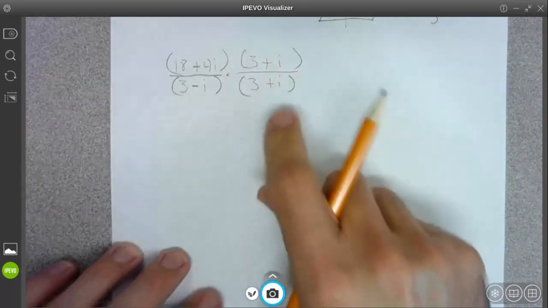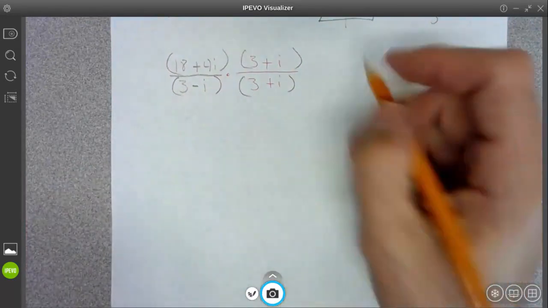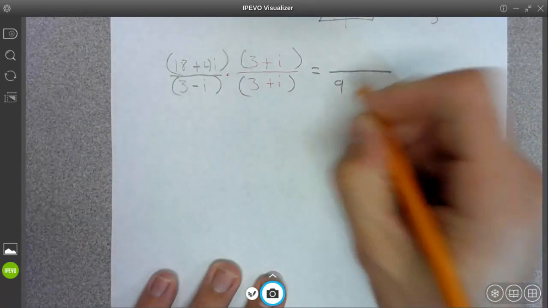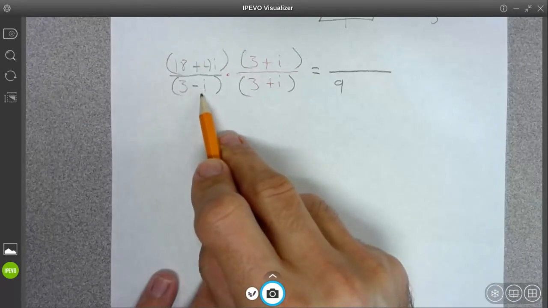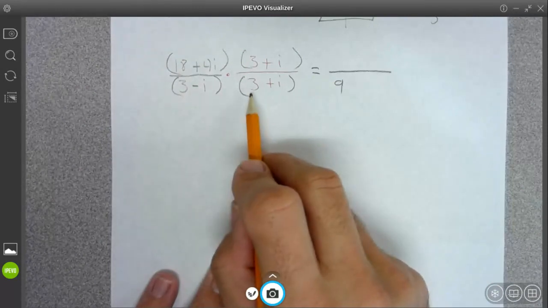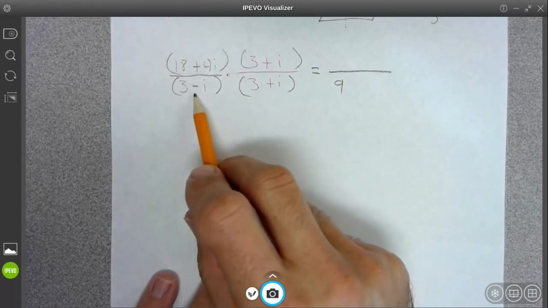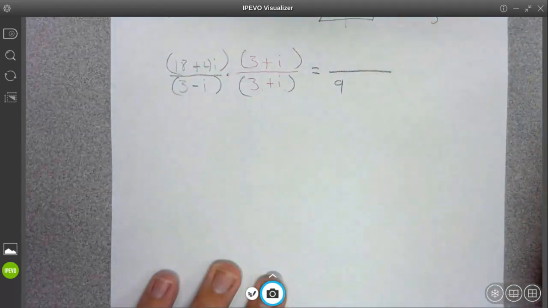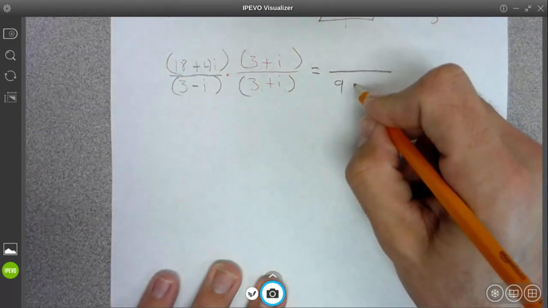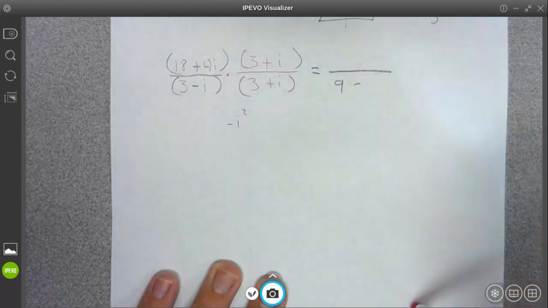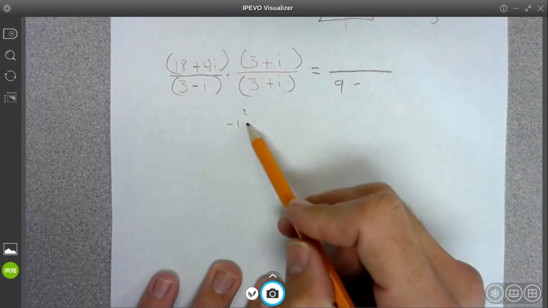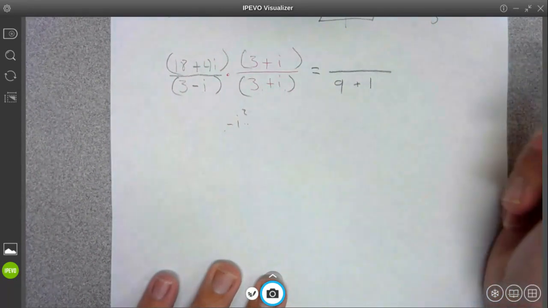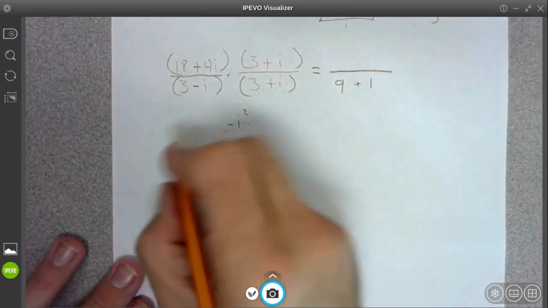When you do this enough, you start to learn the trick for multiplying by the conjugate. I'll show you that here in a sec. So 3 times the 3 is going to be a 9. 3 times the i and negative i times the 3, those middle terms are going to cancel, because you'll have a 3i and a negative 3i. And then negative i times i is negative i squared. But i squared is equal to negative 1, so you end up with a negative 1, so plus 1.